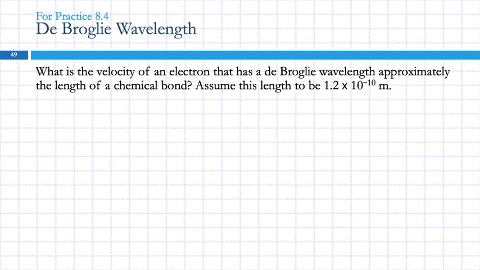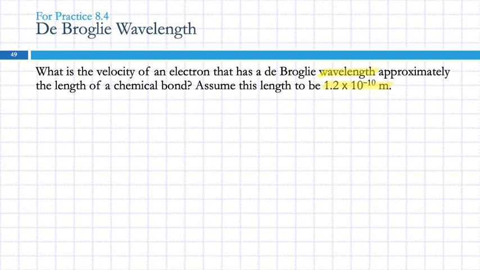What's the velocity of an electron that has a de Broglie wavelength approximately the length of a chemical bond? Assume this length to be 1.2 times 10 to the minus 10 meters. So they're giving us a number here, and they're saying that this is about what the wavelength is. They're kind of saying it in a roundabout way, right? The velocity of an electron that has a wavelength that's about the same length as a chemical bond. Why that might be interesting is another topic.